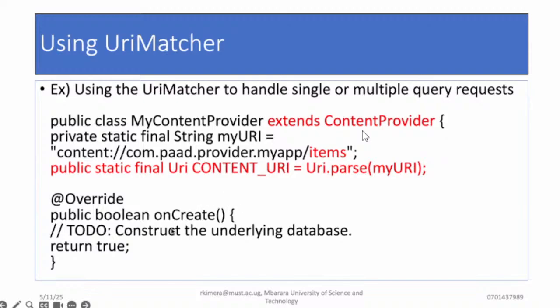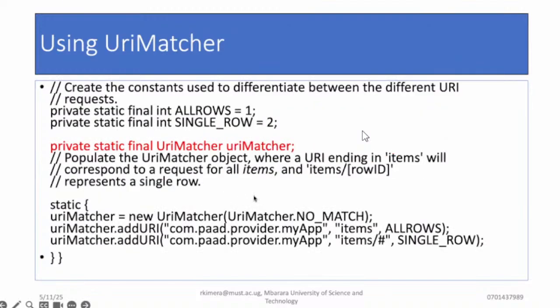Then you have the database for creation, which we talked about already. So that means if you want to access all rows or a single row, you can use these values by just passing a number at the end. For instance, here you have the URI matcher, which is instantiating the URI matcher. At first there is no match. Second, all rows, as we said, are represented by 1, and a single row is represented by 2. It's just an initialization.